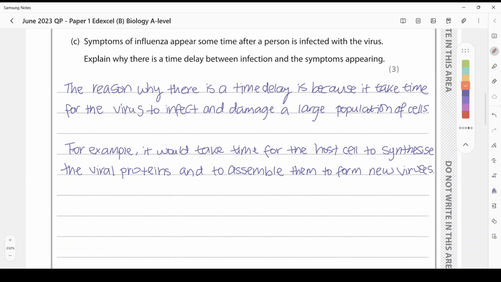Okay, let's go over the marks. So time is taken because it takes a while for it to damage a large population of cells, and another one, take time for the host cell to synthesize the viral proteins and to assemble them to form new viruses. Those are the 3 marks.